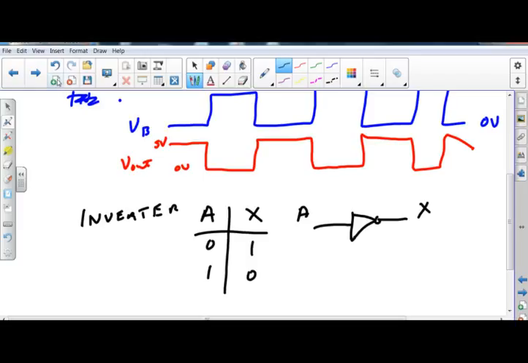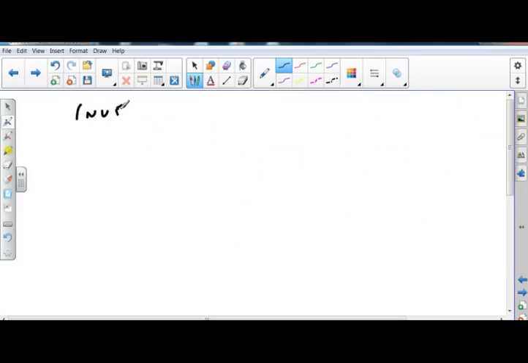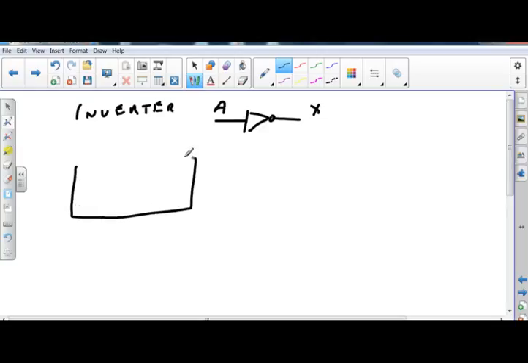And now this inverter, which has a symbol that looks like that, I'm not going to build it out of transistors and diodes every time I want to use it. I'm going to put it on a chip, a dual inline package, DIP.